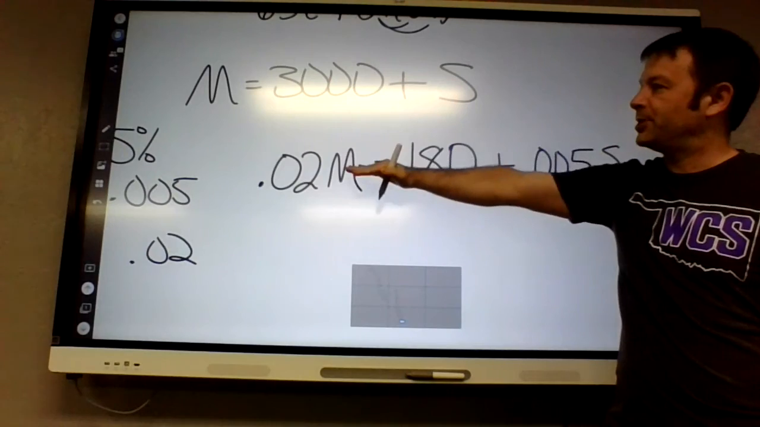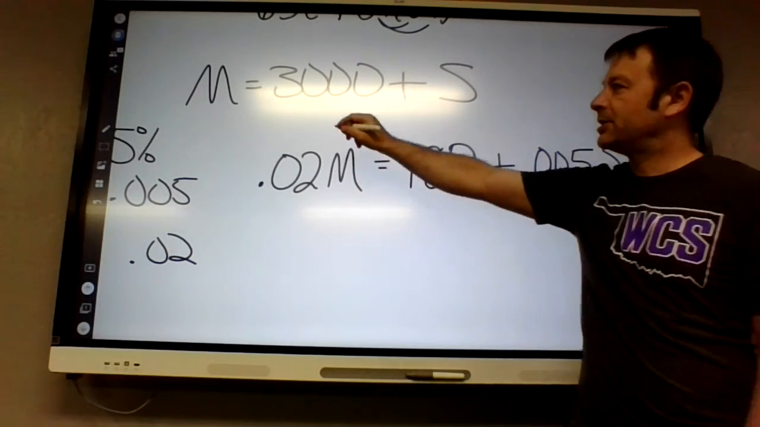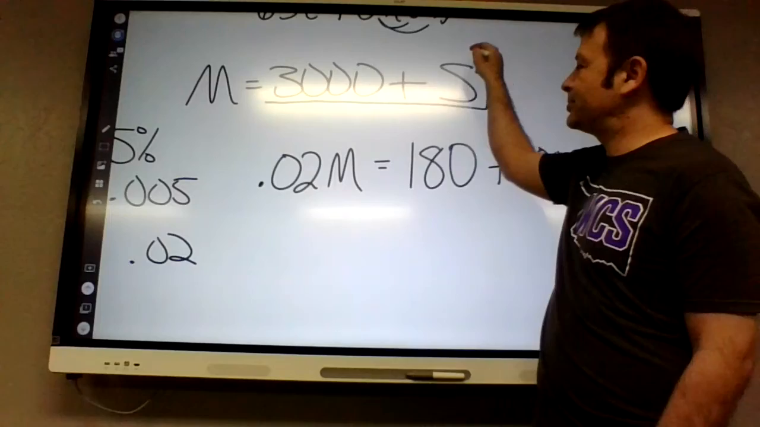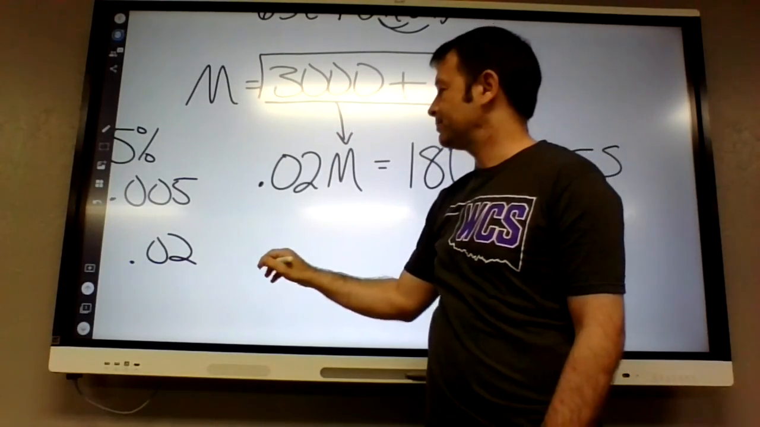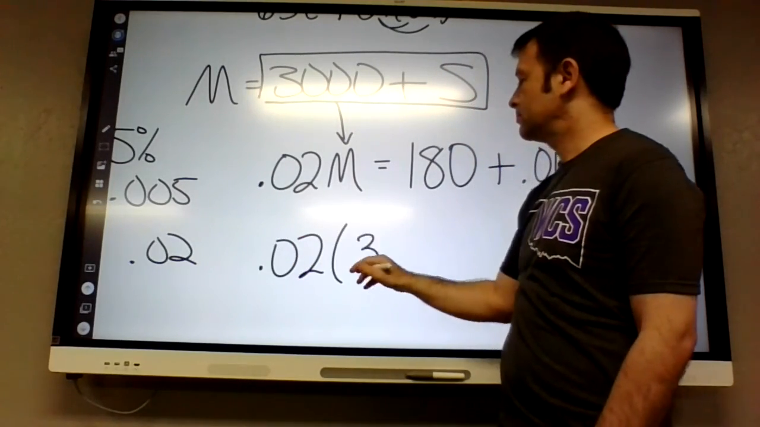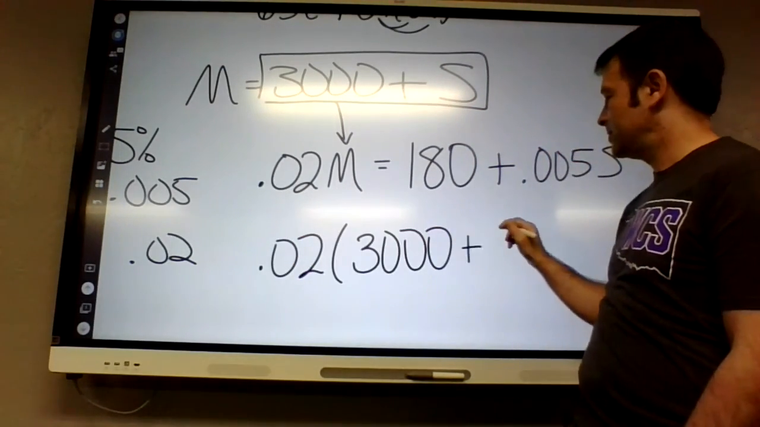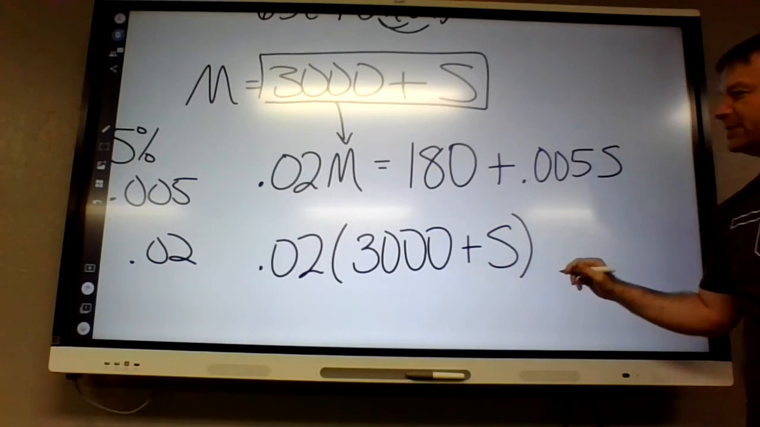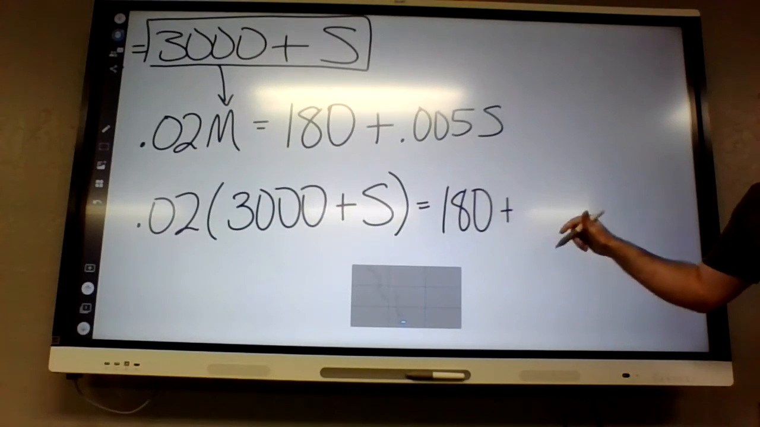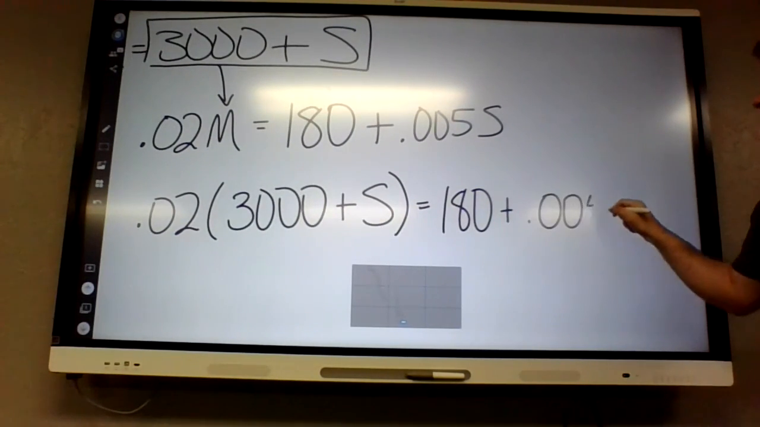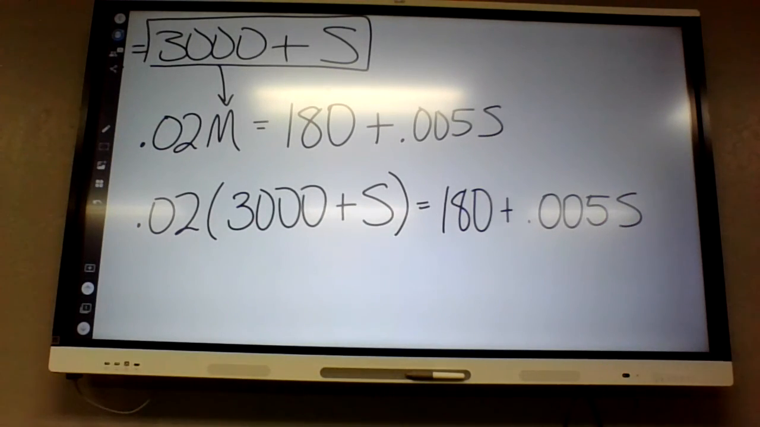Now we got two equations. What trick do I use to solve? Substitution. M equals all of this. So we can put that in for M right there, times 3,000 plus S. Yeah, that is an S, not a 5. Distributive property. Okay, now we have a one variable equation that we can solve.